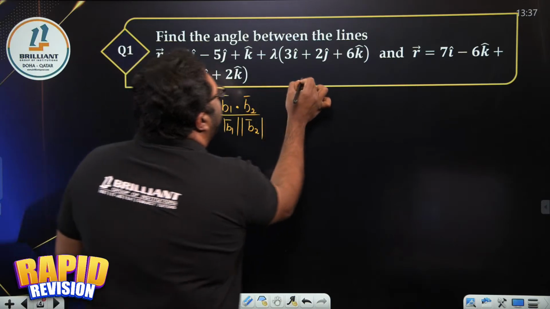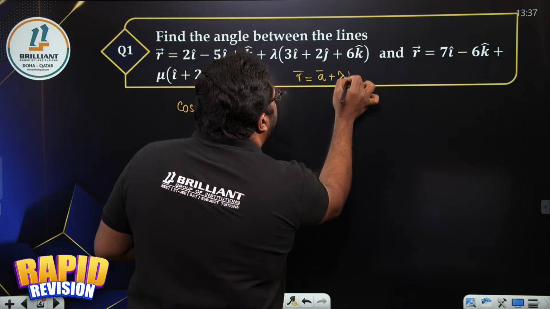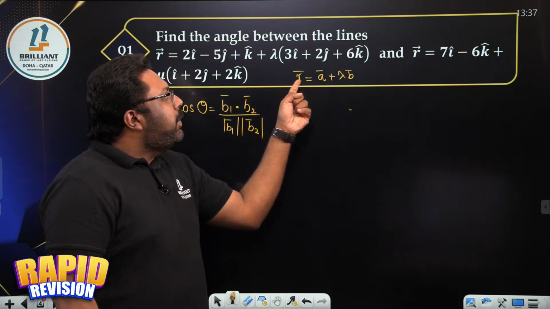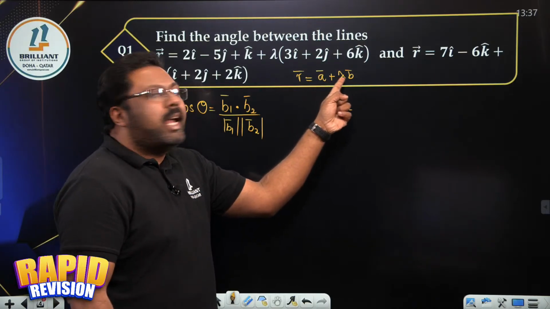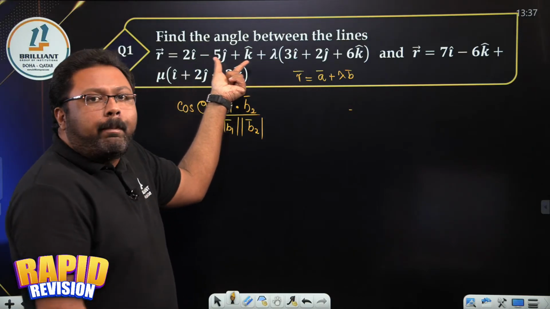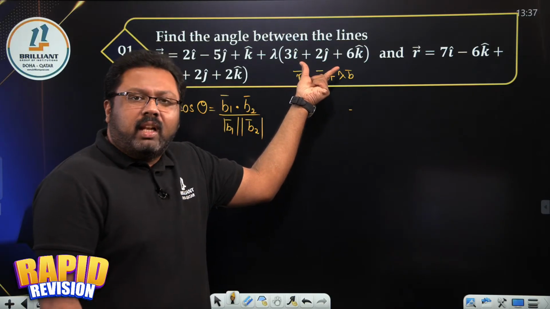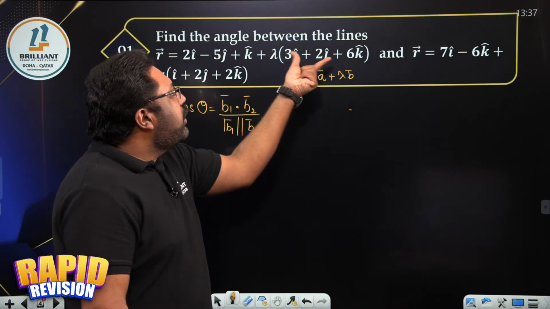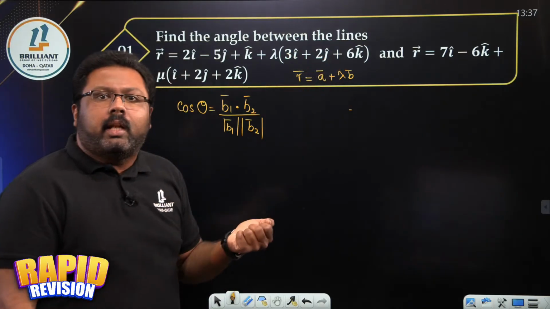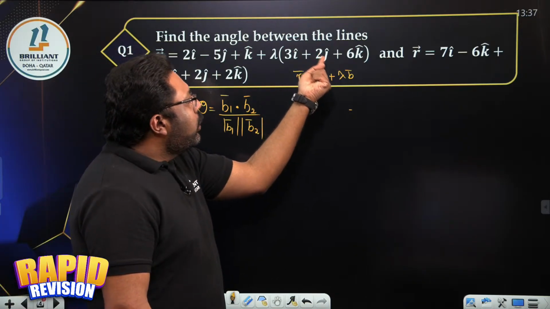You can see that every straight line is represented by r vector is equal to a vector plus lambda b vector. Every straight line can be written in the vector form a vector plus lambda b vector. Here a vector is the first vector, which is a point on the line. b vector is the direction ratios of the line, or the direction ratios of another vector parallel to the line. Parallel vectors have equal direction ratios, so we just use those as b.